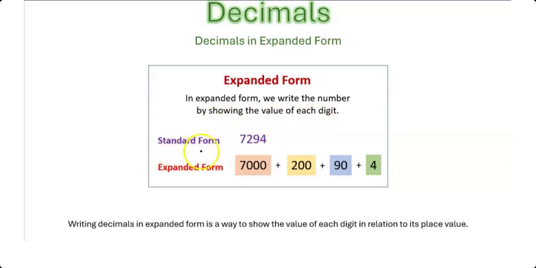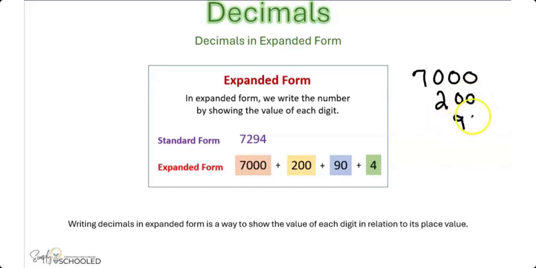For example, the standard form, which is the number 7,294, in expanded form, the 7 equals 7,000, the 2 stands for 200, and the 9 stands for 90, and the 4 stands for 4, like 4 ones. And so that is expanded form of the number 7,294.